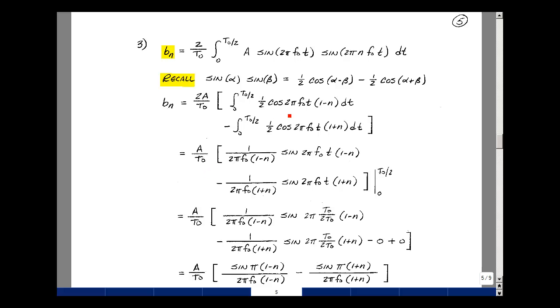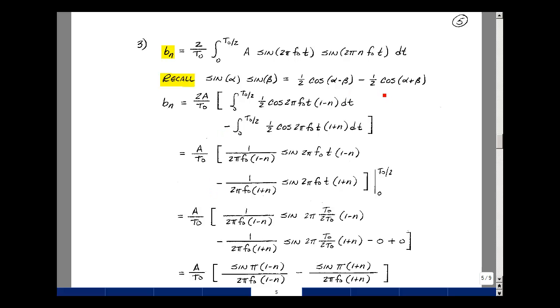I have the integral of the cosine of 2 pi f naught t times (1 minus n). The integral of cosine of ax is 1 over a times the sine of ax. Take our term right here, which is 2 pi f naught (1 minus n) as a reciprocal, then times the sine of the argument 2 pi f naught t times (1 minus n). My second term is a negative sign, so I've got a minus here.